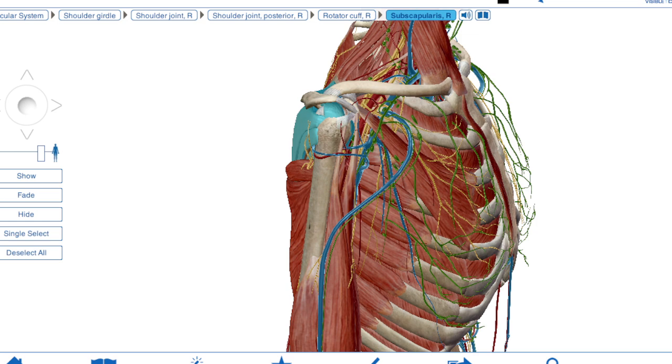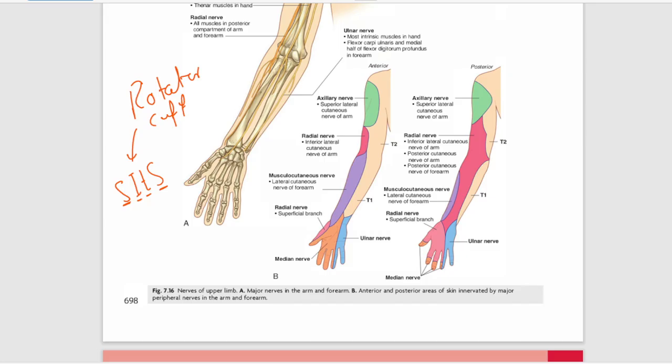Now this is the rotator cuff muscle, which has SITS. The first S means supraspinatus, I means infraspinatus, T means teres minor, and because T is small, teres minor, and the last S means subscapularis muscle. So these are called the rotator cuff muscles. I have also shown that in the app.